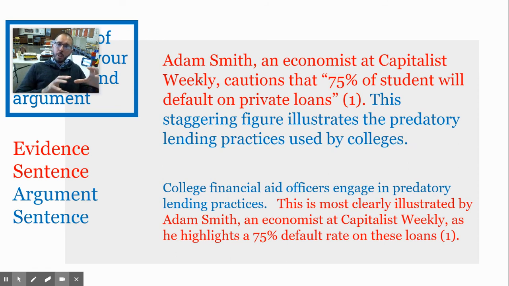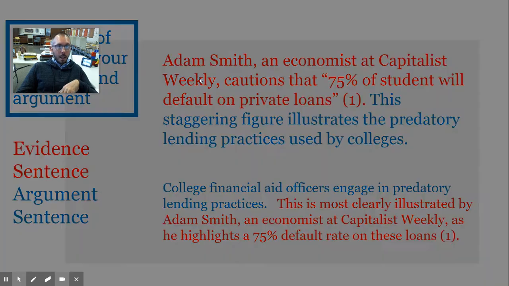Or I could restructure this. Maybe next time I want to go with my argument first and my evidence second. So here I would do it like this. College financial aid offices engage in predatory lending practices. Now I got to back this up, right? Like I can't just say that. I have to have evidence to say that. This is most clearly illustrated by Adam Smith, an economist at Capitalist Weekly, as he highlights a 75% default rate on these loans. Notice I'm still sourcing my things. You have to do that every time you do an author for the first time. But here are 2 different ways that I can structure it. That way it doesn't look too formulaic in your writing. And then if you vary that up, that variety is going to keep your judge, your reader, engaged.